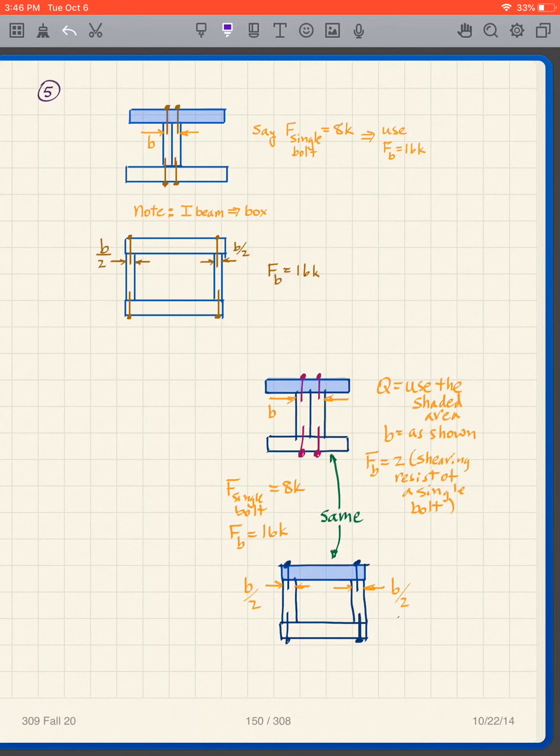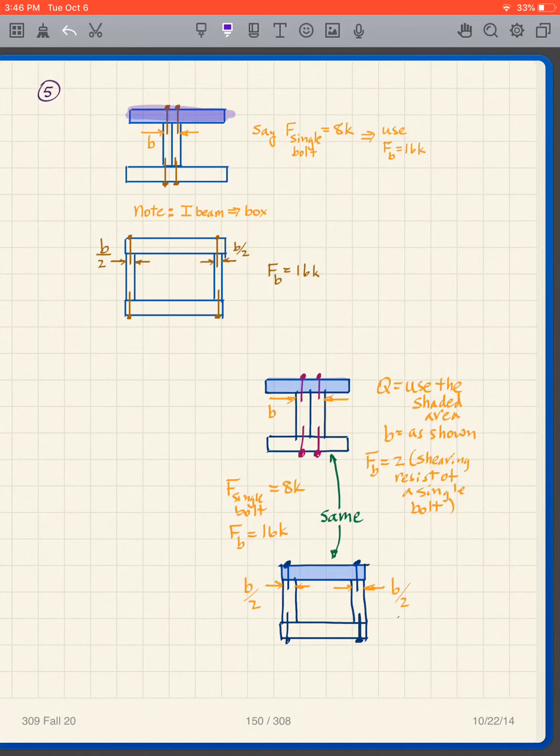So let's just say that the single bolt peak resistance is 8 kips. Well, I use 16 kips because I use FB equals 16 kips. Why? Because I've got two of them. So in a nutshell, when I'm analyzing this, I'm going to use FB as 16 kips.